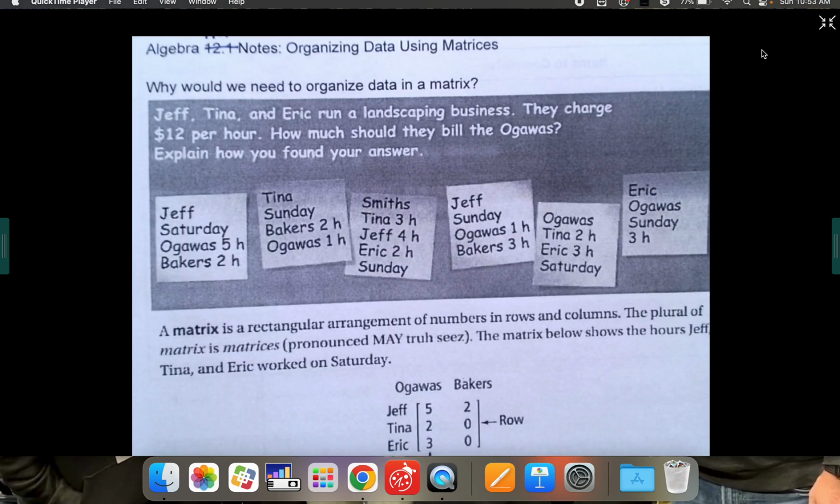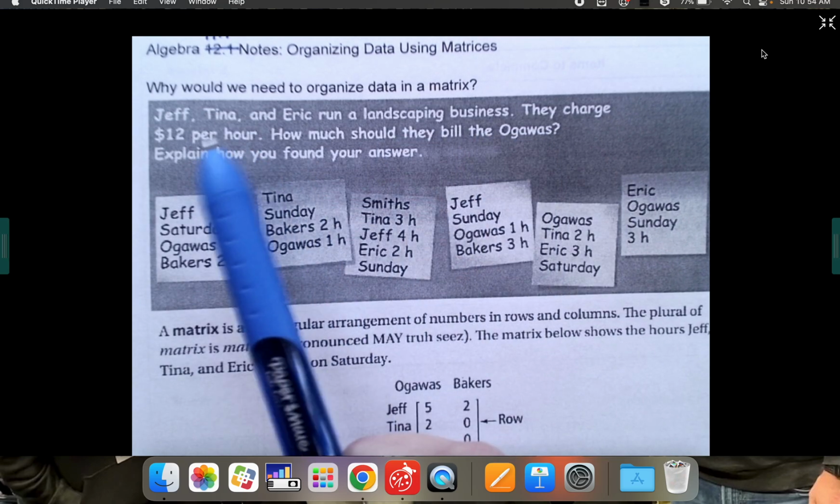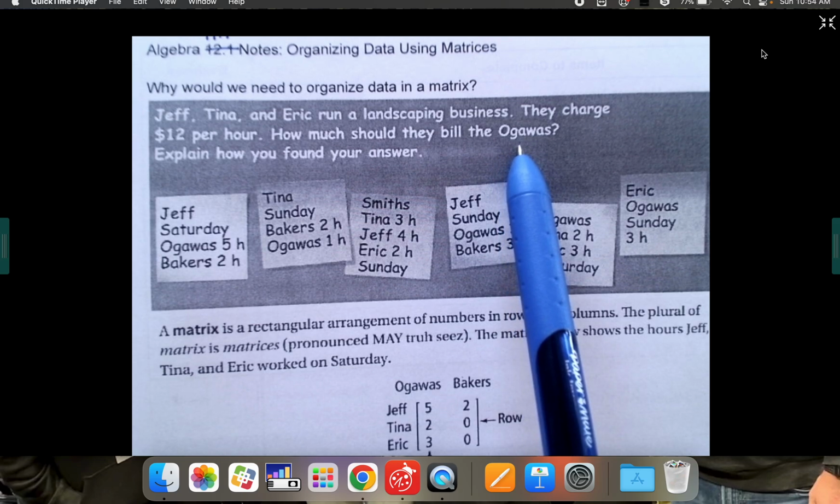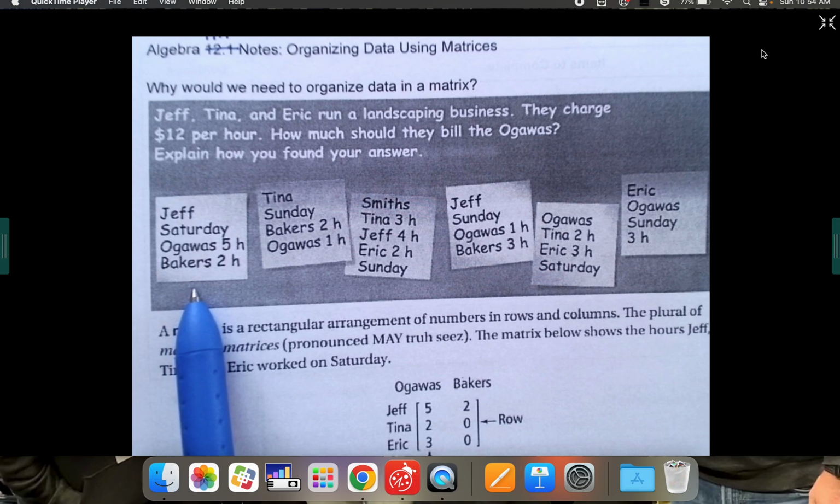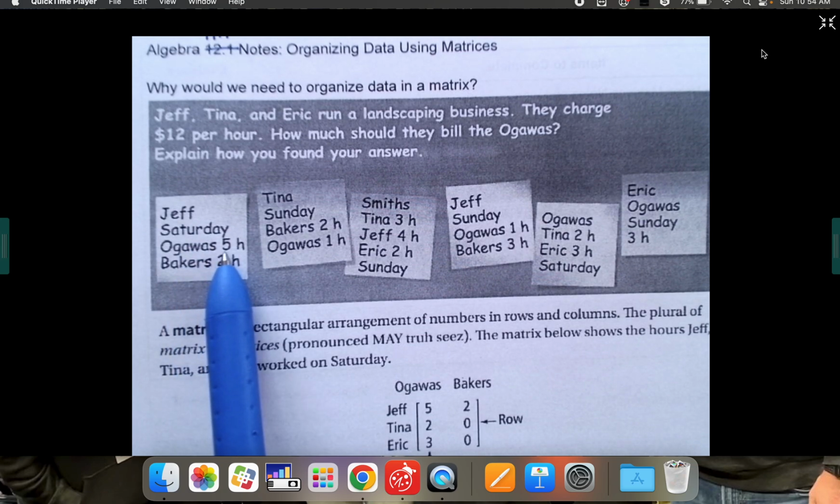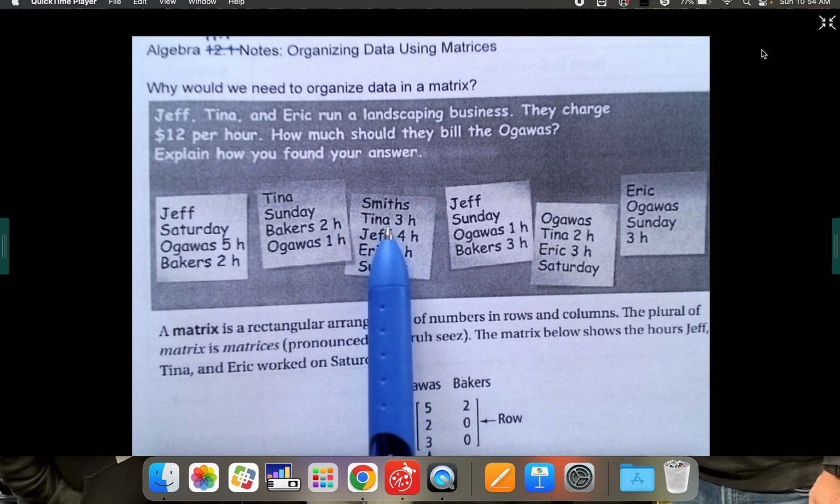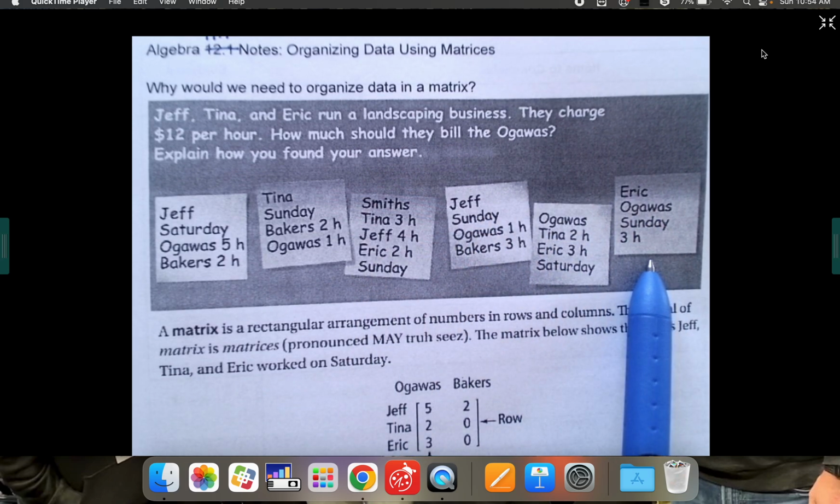Jeff, Tina, and Eric run a landscaping business. They charge $12 per hour. How much should they bill the Agawas? Explain how you found your answer. Jeff says on Saturday, the Agawas, he worked 5 hours and then the Bakers worked 2. Tina says Sunday she worked the Bakers 2 hours and then the Agawas 1 hour. Smiths, Tina 3 hours, Jeff 4 hours, Eric 2 hours, and this was Sunday. There's a lot of information here.